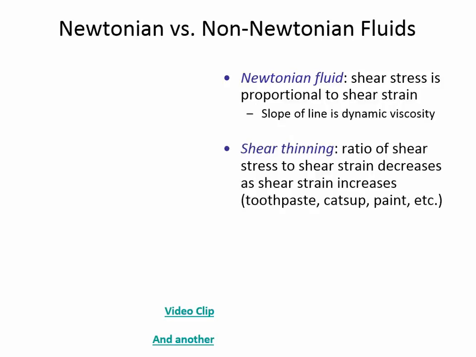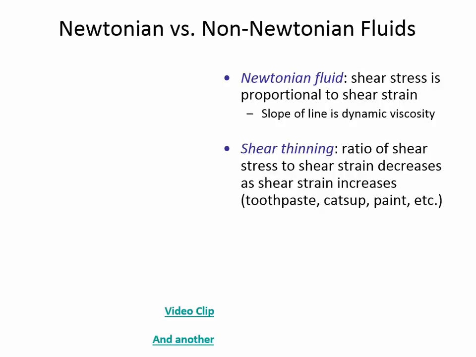A shear thinning fluid is one where the ratio of shear stress to shear strain decreases as the shear strain increases. That's hard to envision from what's written there, but in the case of toothpaste, ketchup, paint, and other shear thinning fluids, what that means is that the more you work with it, the less viscous it gets. So if you apply a really hard force to it, that force changes the viscosity. So the fluid is sensitive to the shear stress that is being applied. And ketchup is an example of that.